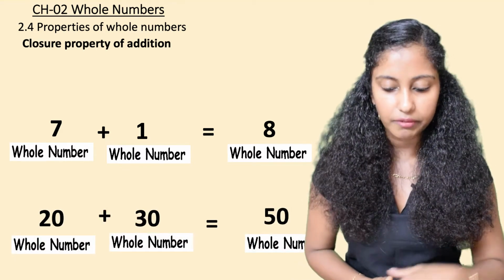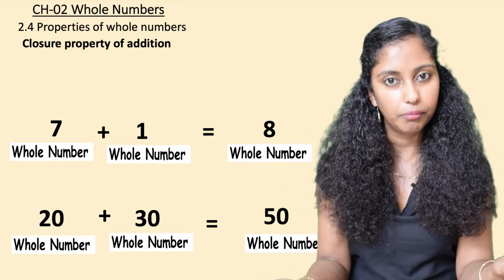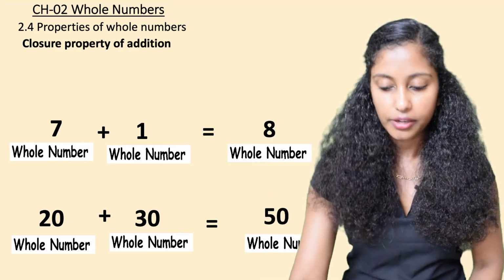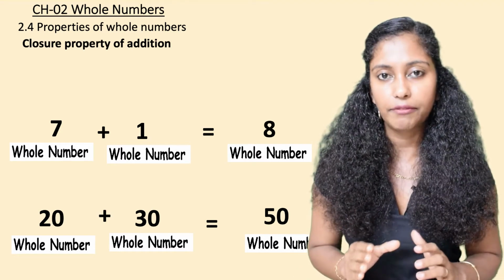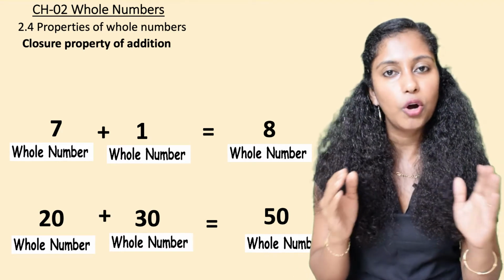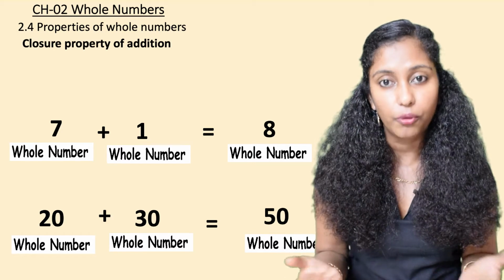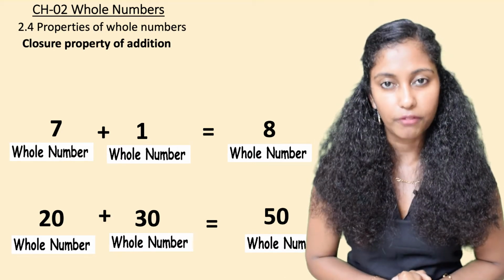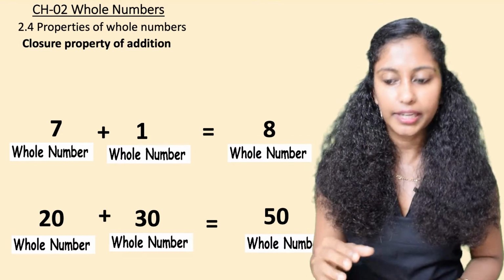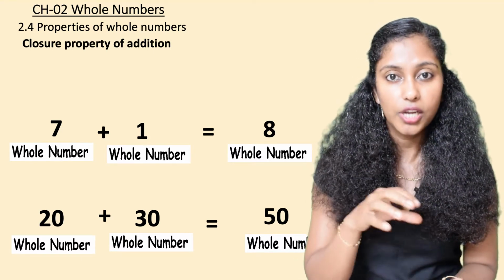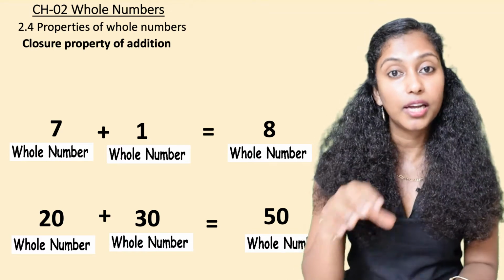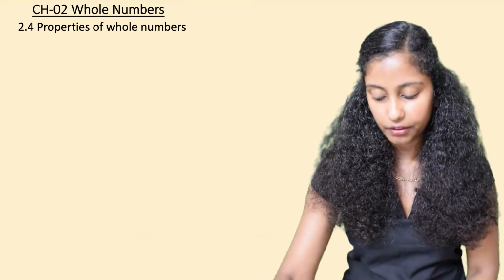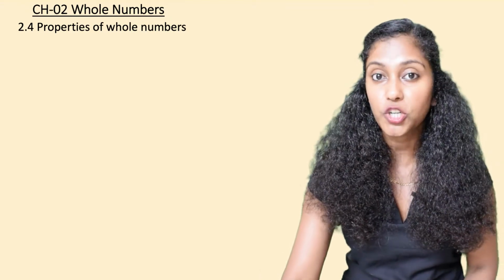In the other example, we see 20 and 30 both are whole numbers. When we add 20 and 30, we get again a whole number. So what we understand from this is that the sum of whole numbers is always a whole number. This is known as the closure property of addition, and this means that whole numbers are closed under addition. Now we proceed further and we check if this is applicable with subtraction also.